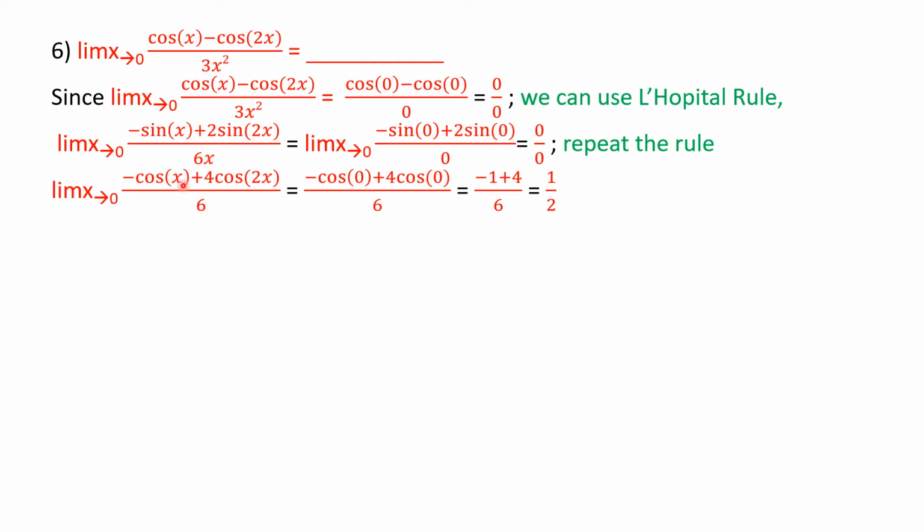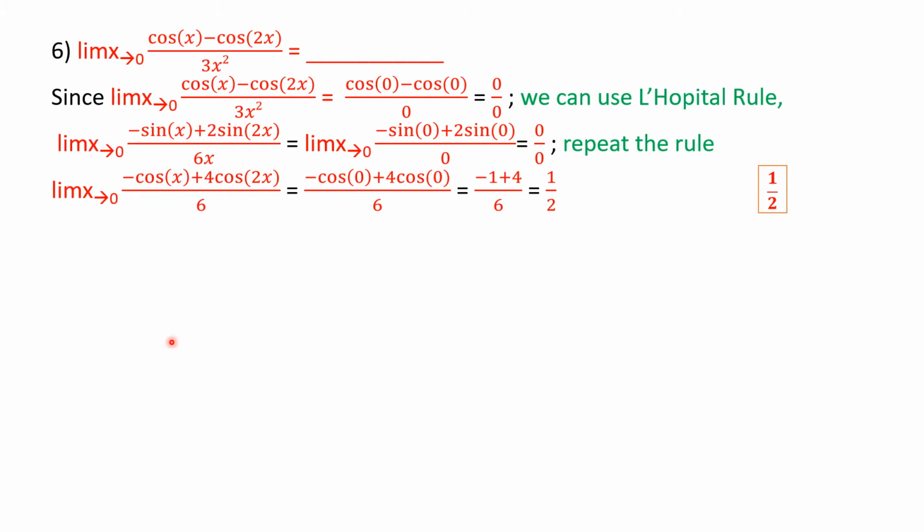We will plug in 0 for every x. That will give us negative cosine 0 plus 4 cosine 0 divided by 6. Negative cosine 0 is equal to negative 1. Positive 4 cosine 0 is equal to 4. And negative 1 plus 4 is 3. 3 divided by 6 is equal to a half. That's the correct answer. Let's move on to the next question.